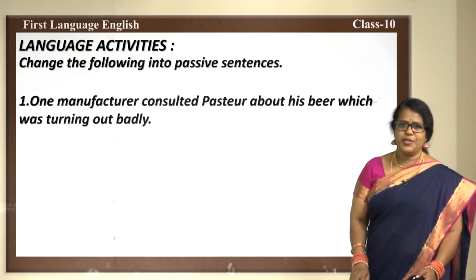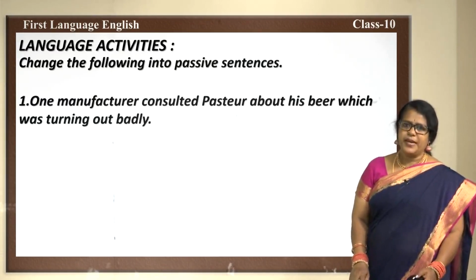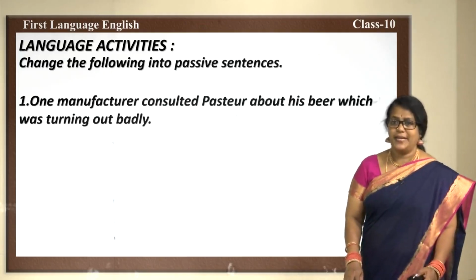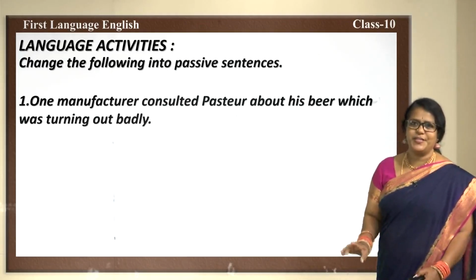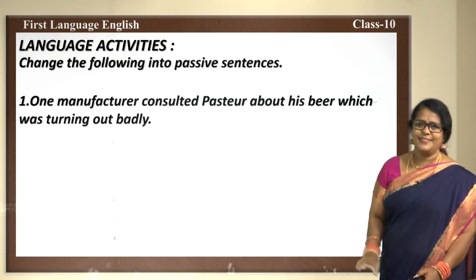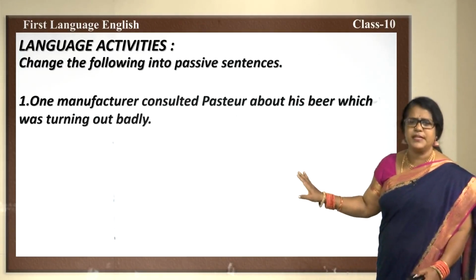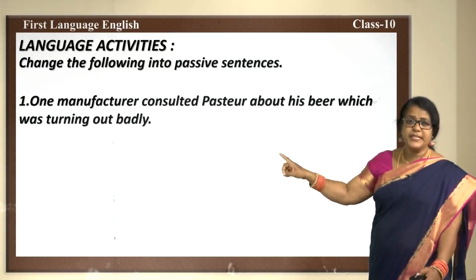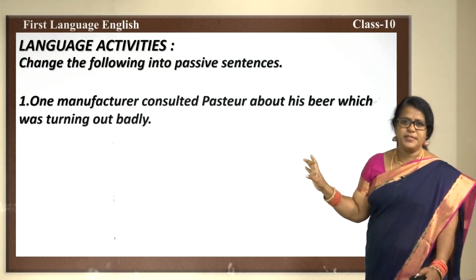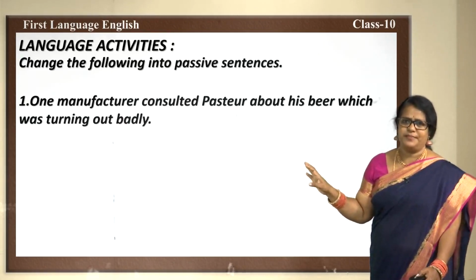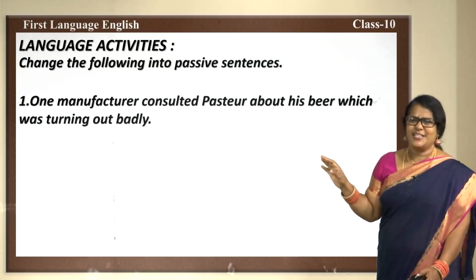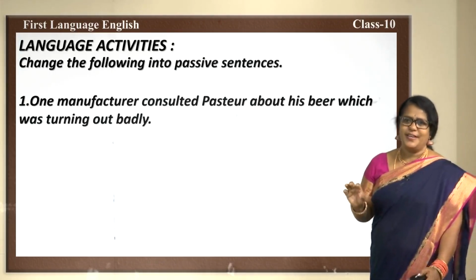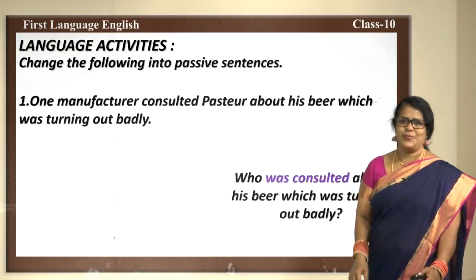One manufacturer consulted Pasteur about his beer which was turning out badly. Now, how are we going to change this into a passive sentence? This is an active sentence. We all know that we have studied that in an active sentence, the subject is very active. Here the subject is one manufacturer and the action is consulted. Now let us see how we are going to change this one.